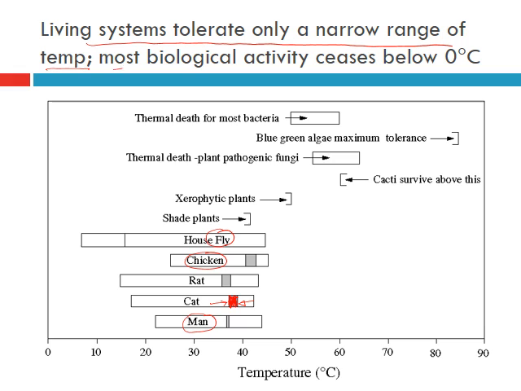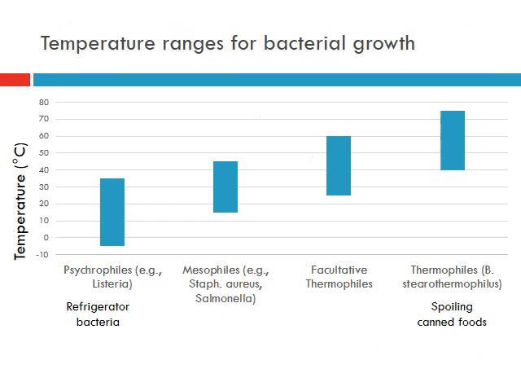And then the other point is most biological activity ceases below 0 degrees. As soon as it starts to form ice, for example, most biological activity ceases. Temperature ranges for bacterial growth: you might be interested, the two common ones are the psychrophiles, lower temperature bacteria, the refrigerator bacteria, and the bacteria that we try to destroy when we process canned foods, that's at higher temperature.